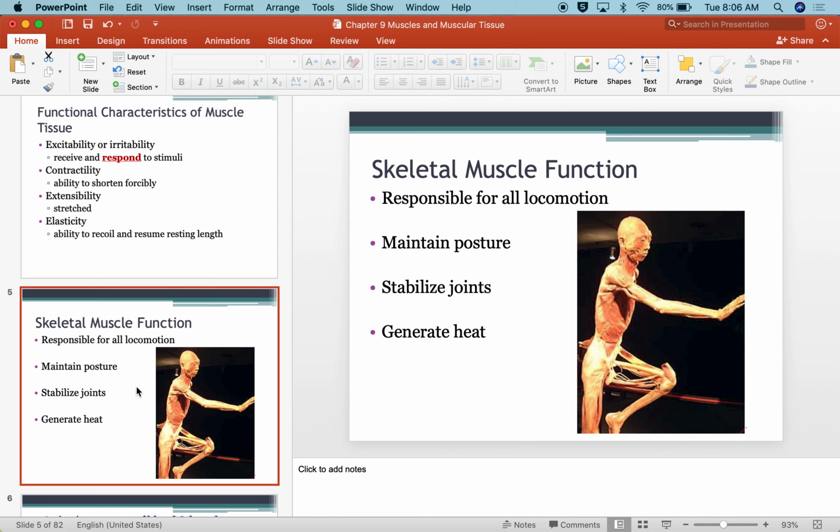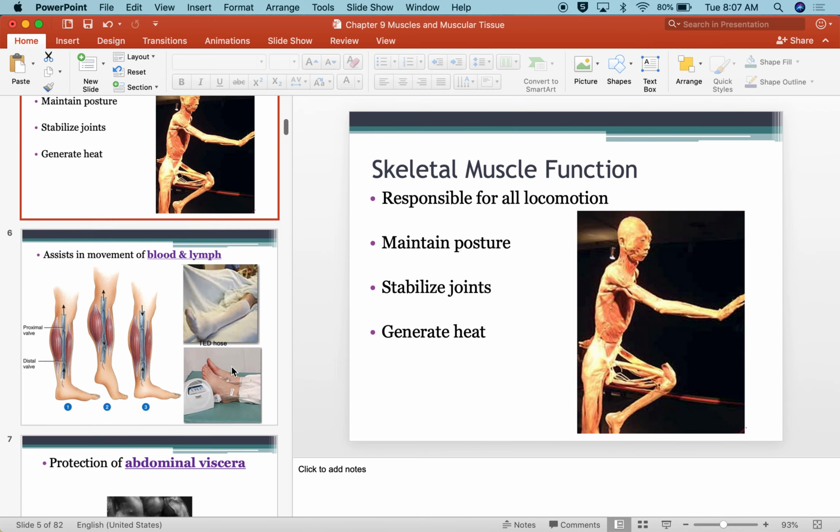Skeletal muscle has a few different functions. It's responsible for allowing us to move, maintaining our posture, stabilizing your joints. I was just talking to somebody about this yesterday, in that muscle strength is crucial for decreasing stress into your joints. And then also generating heat to keep your body at 98.6 degrees.